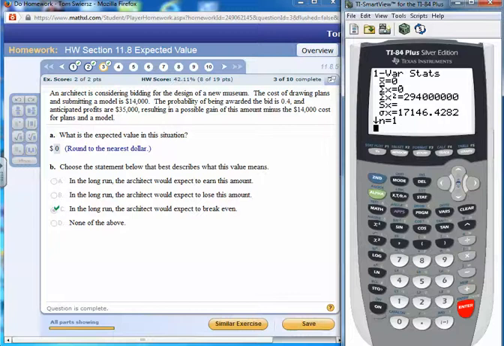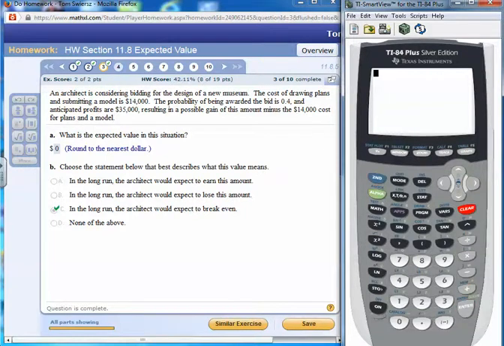And X bar is the expected value over the long run, the first value, which is 0, which is what we got when we did the formula, each outcome times its probability. And then, of course, we said in the long run, we would expect to break even when we have an expected value of 0. All right?